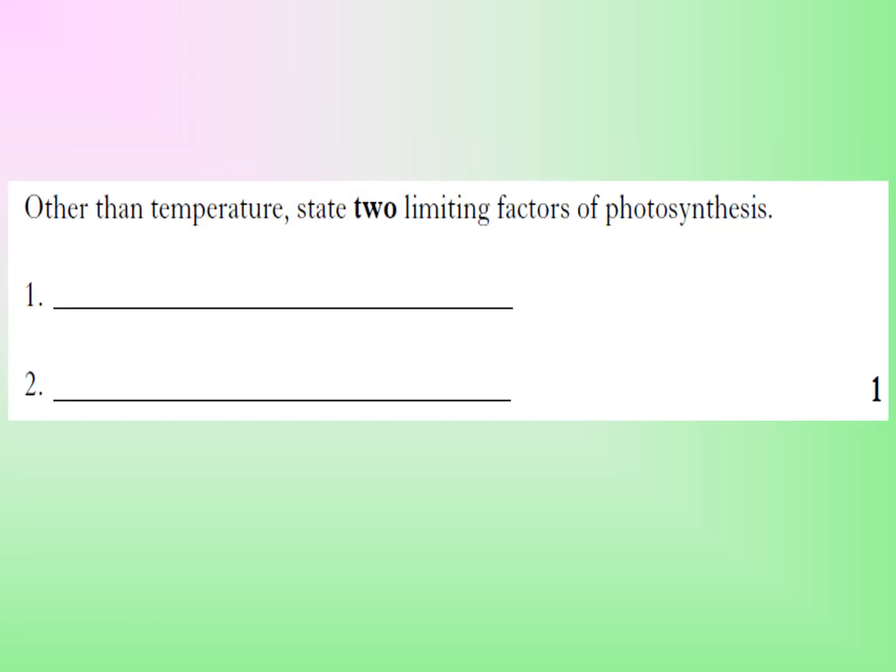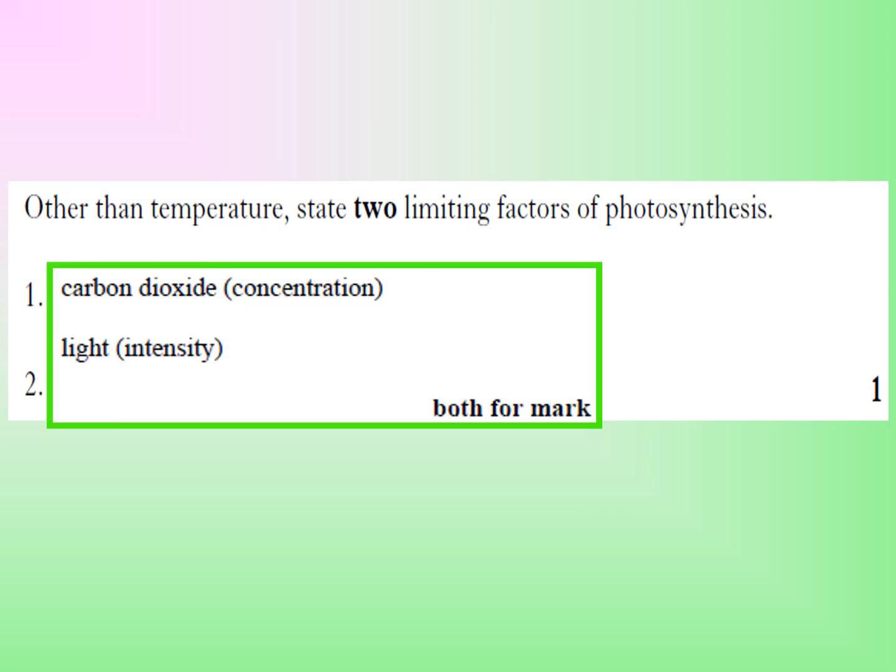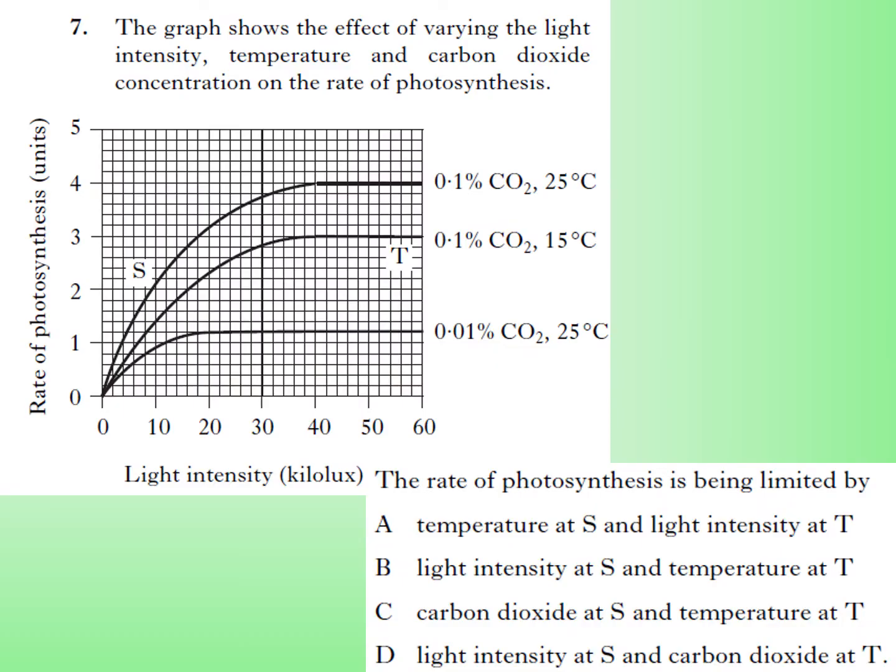So other than temperature, state two limiting factors of photosynthesis. What two things do we need for photosynthesis to happen? And if they're not there, it won't happen as well. So we should have light intensity and carbon dioxide concentration. So the graph shows the effect of varying the light intensity, temperature and carbon dioxide concentration on the rate of photosynthesis. So remember our rule, if you're on the way up you look down. So what's limiting photosynthesis at S?